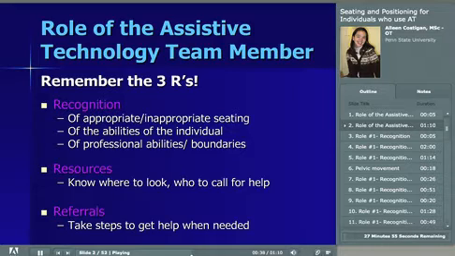It is also within the assistive technology team role to access reliable resources to consult for assistance on seating and positioning issues, so knowing where to look and who to call for help is of importance. Finally, the assistive technology team member may be called upon to make referrals to other professionals when seating and positioning issues arise, so knowing how, where, and when to go about the referral process is also an asset. Let's talk about each of these roles in a little more detail.